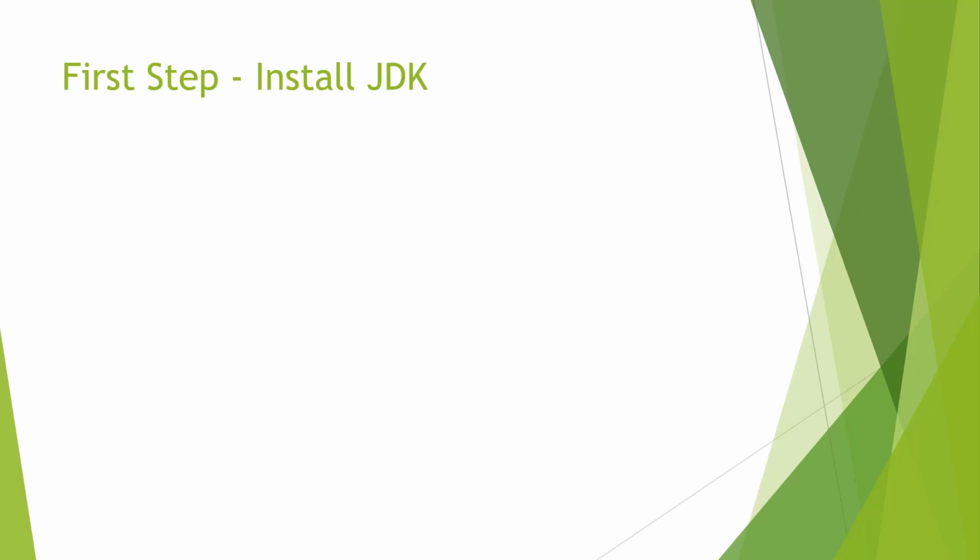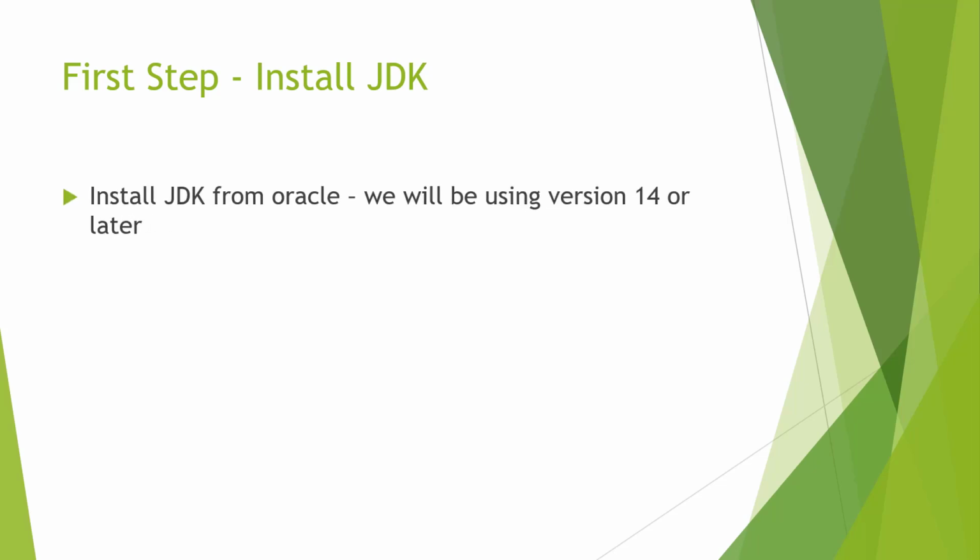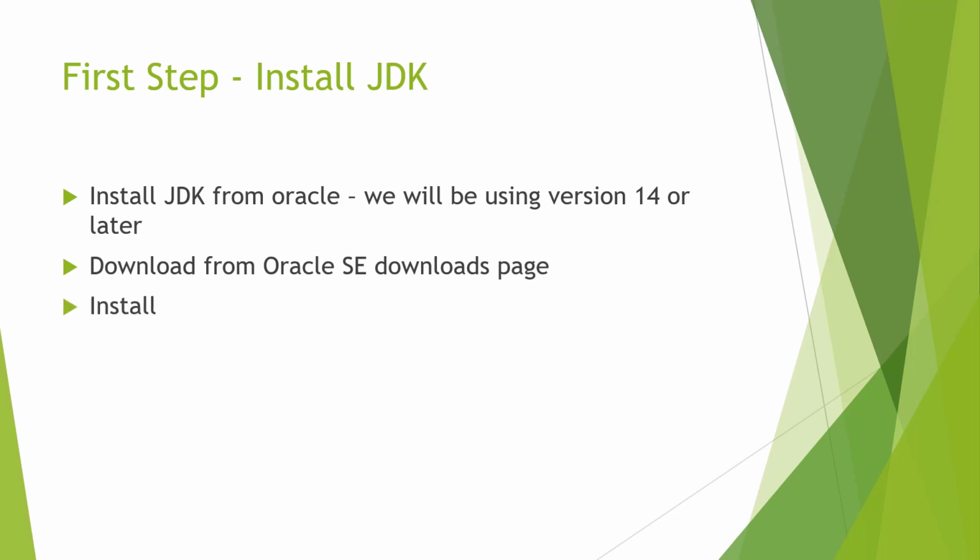So to explain the first step in more detail, first thing we need to install is a JDK. Now JDK is quite simply software that enables us to write Java code. Now the likelihood is you already have a JDK on your machine, so we're going to make sure that we're going to be using version 14 or later. We download this JDK from the Oracle SE downloads page, which will be shown later on in the video.